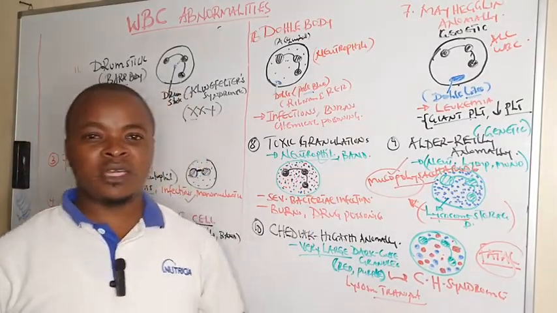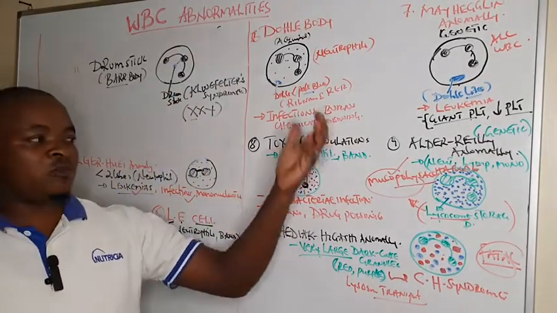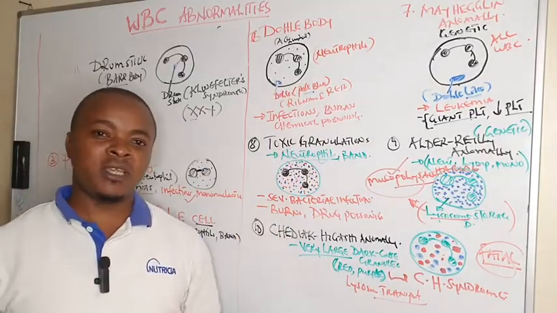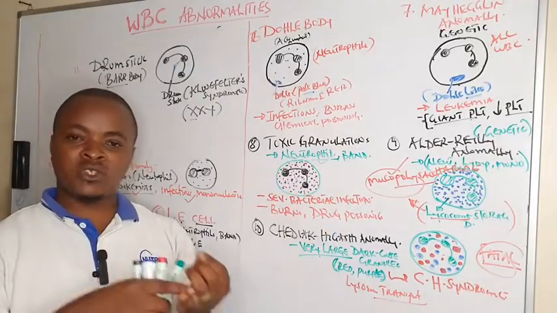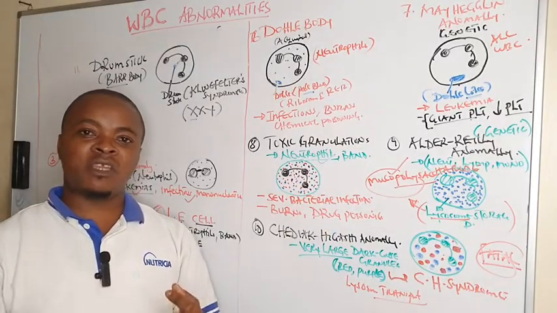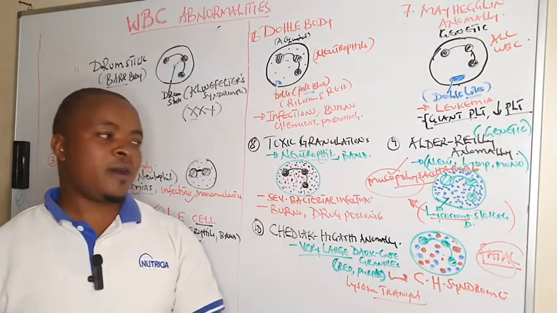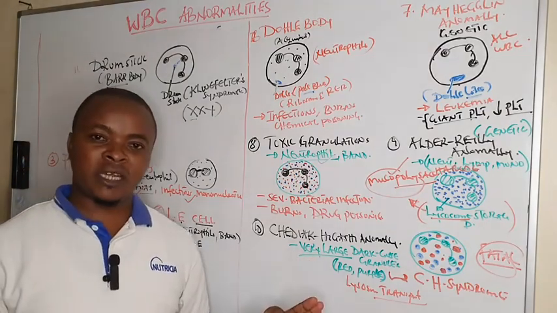Hope you have enjoyed with us. In case you are asked in an exam to outline or to explain, you should be able to draw and explain, whereby you describe, you draw, and you give us the condition where that abnormality can be found.